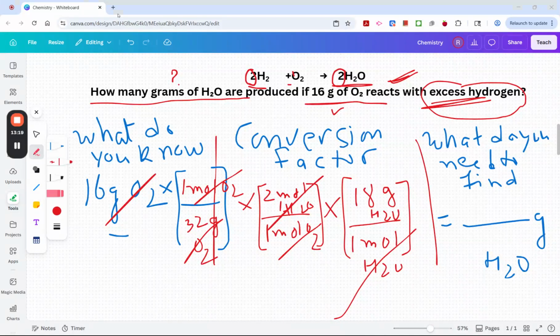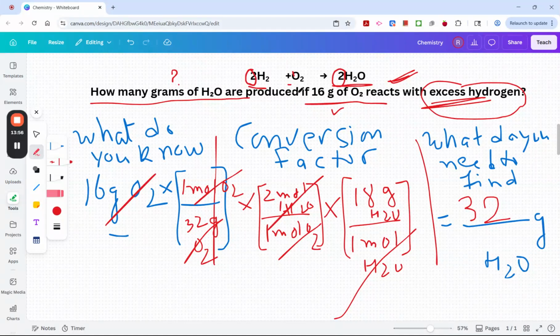Let's do the calculation. Okay, so 16 grams times 2 times 18 divided by 32, and this is equal to 32 grams of water. So we have produced 32 grams of water.